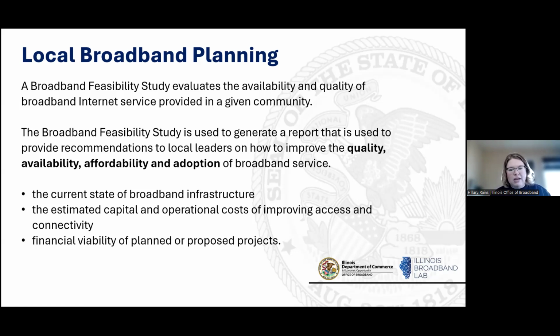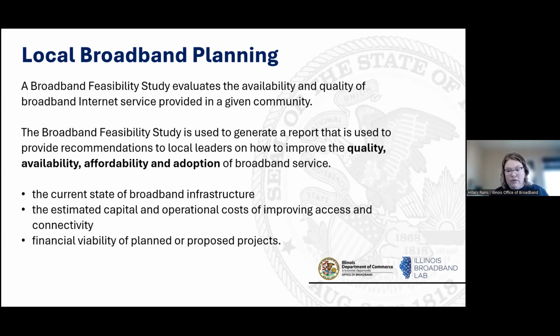So you're looking at things like the current state of the infrastructure. Is your area mostly copper cable? Is it fiber? Is something like a fixed wireless project going to work better for you, or even satellite, something like that? What's going to work best for your area, and how is it going to meet those affordability and reliability standards, right? The estimated capital operational costs, you need to know what it's going to cost.